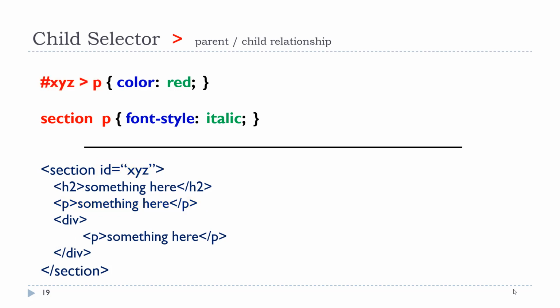If we contrast this rule to the rule underneath, section space P, that is just a general descendant selector. That style will be applied to any P that is a descendant of section. So here we see our section element has a P child and also a P grandchild. That rule will be applied to both of those P's because they are descendants of section.